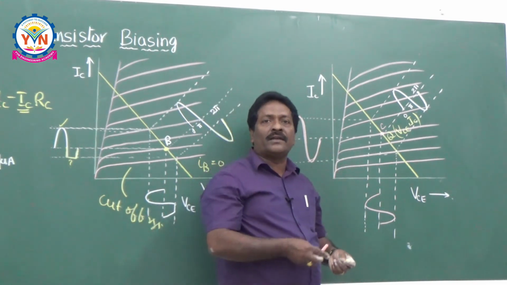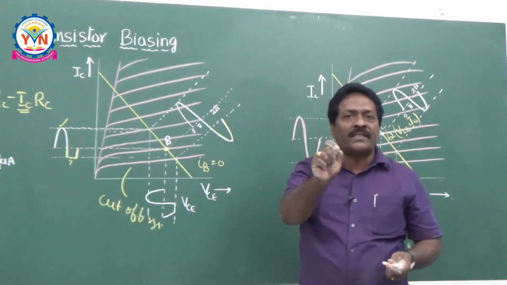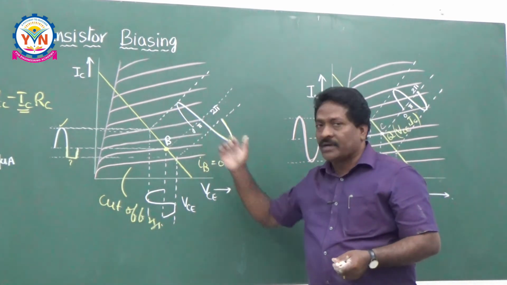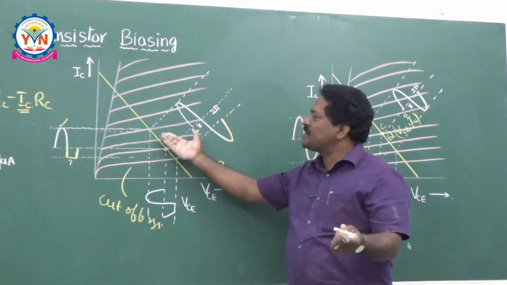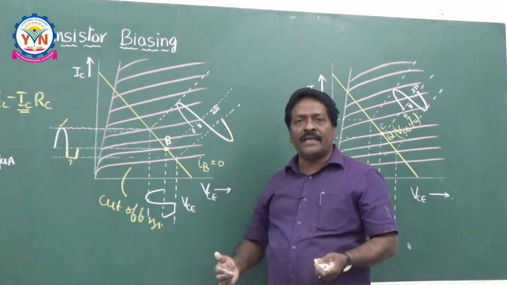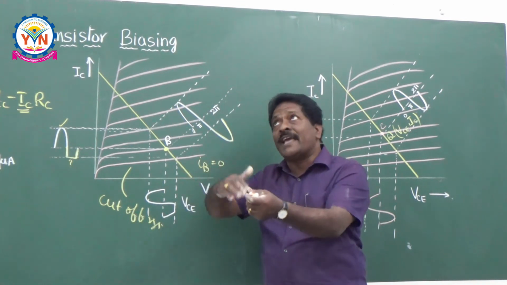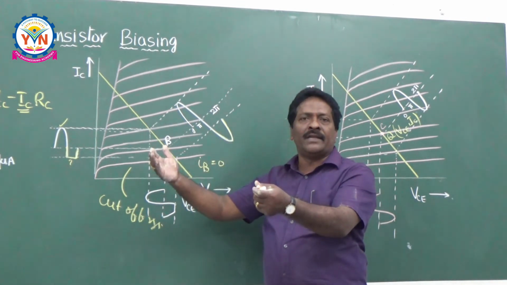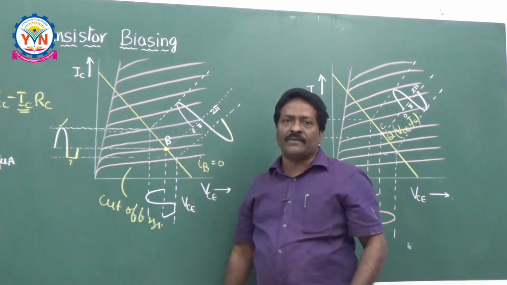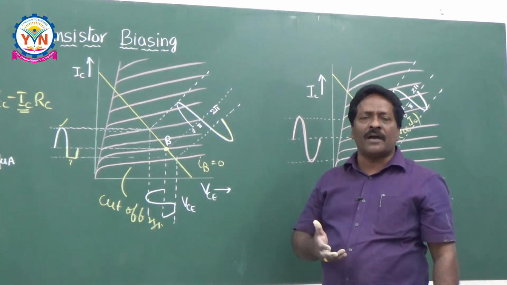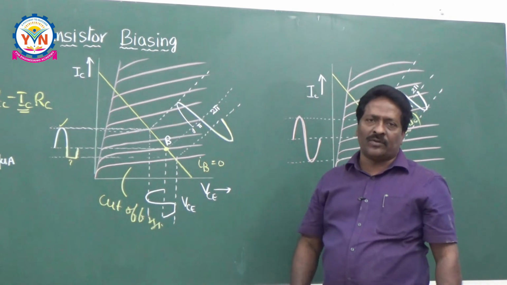So finally, what is the conclusion now? Once you fix the operating point, better to fix the operating point at the center of the load line. So it may be the safest location of the operating point. Then whatever input you are giving for the amplifier, you are going to get the same input in its amplified version if the operating point is set at the center of the load line. So what is the best location of the operating point? The best location of the operating point is at the center of the load line.